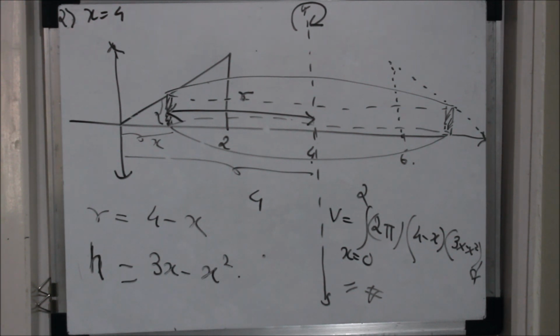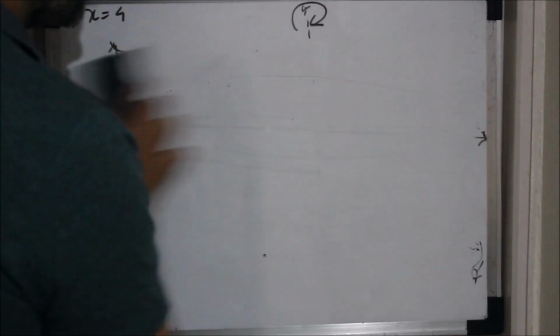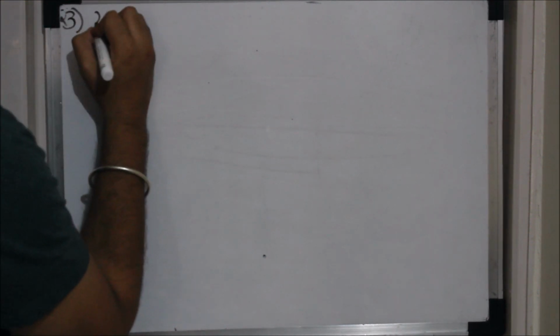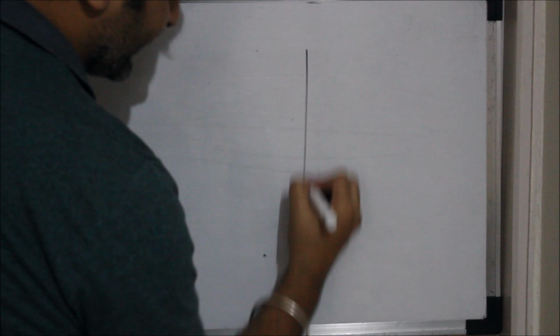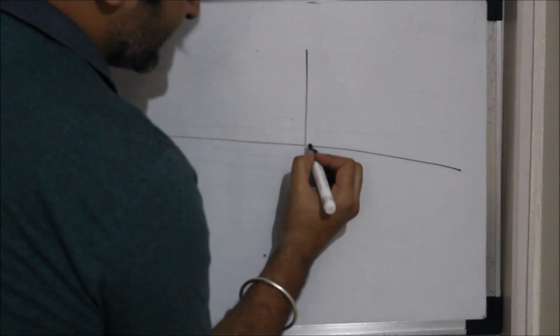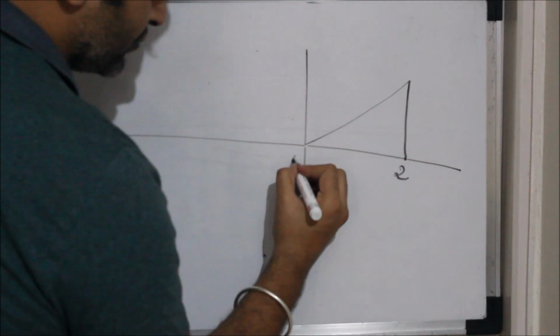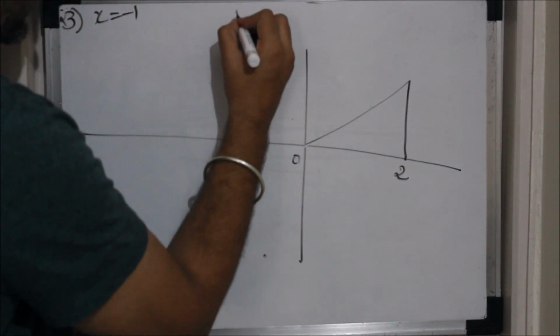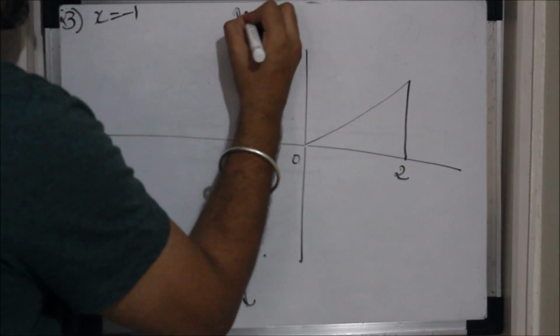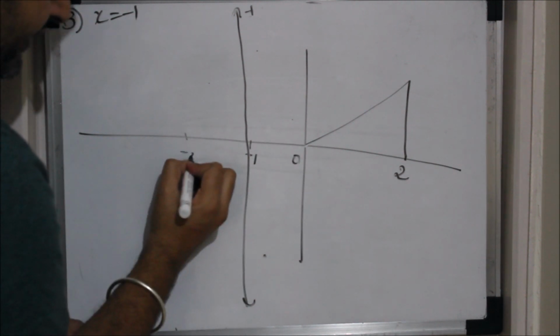So the first line was x equal to 0, which is our y-axis. The next line was x equal to 4, and now let's go for the third one. The third line was what? x equal to minus 1. If you observe, for x equal to minus 1, our height will remain the same. What will change is the radius. So this was the triangle we had, 2, 0. This was x equal to minus 1. And its replica will be over here.